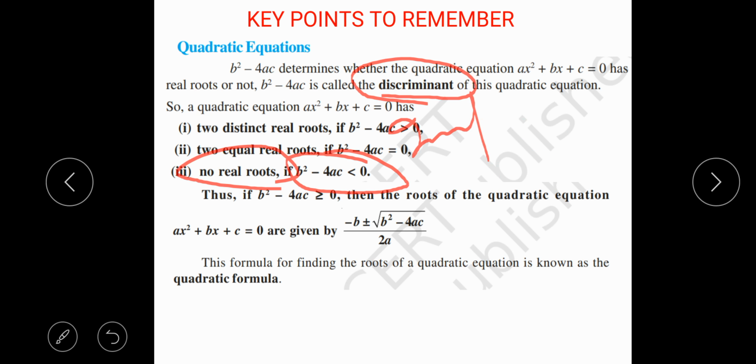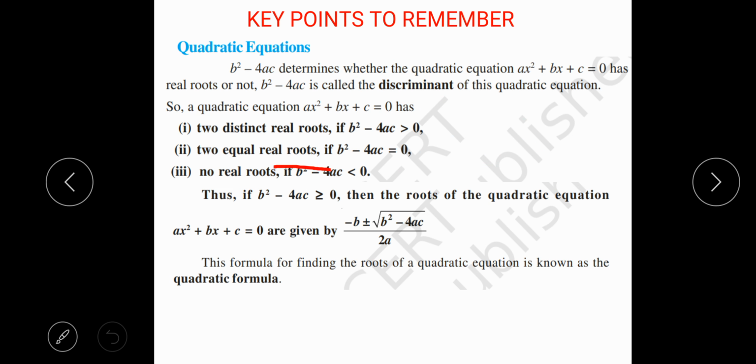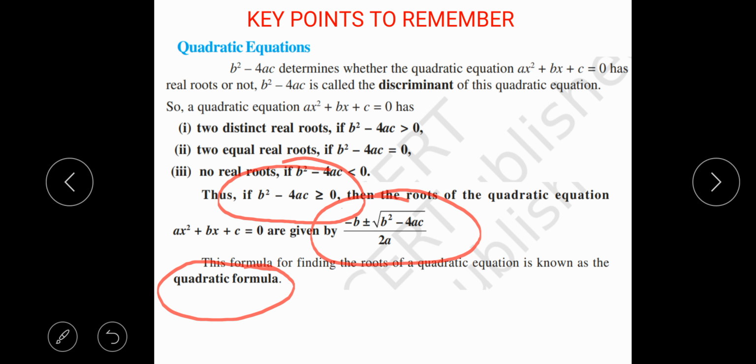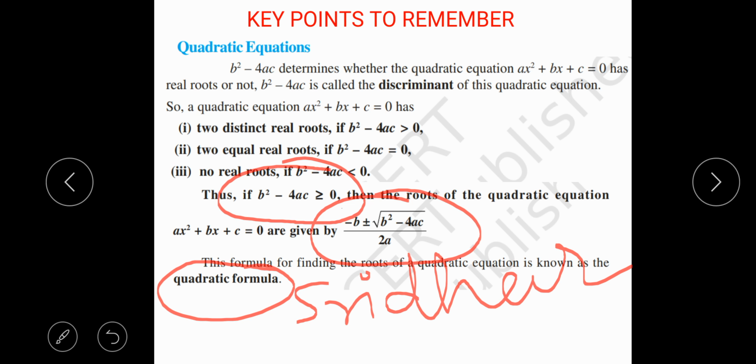So if b square minus 4ac is greater than or equal to 0, then the roots are real. How do we find the roots? We can find the roots by using this formula: minus b plus minus root b square minus 4ac upon 2a. This formula is called the quadratic formula. Another name of this formula is Sridhar Acharya formula. Why do we call it Sridhar Acharya? Because an Indian mathematician found this formula.